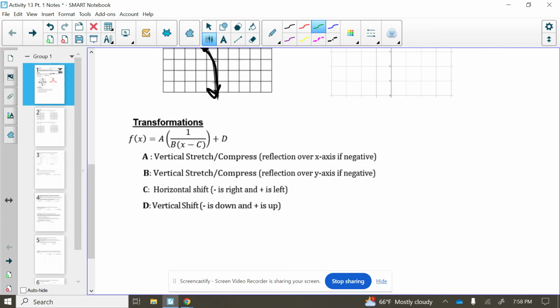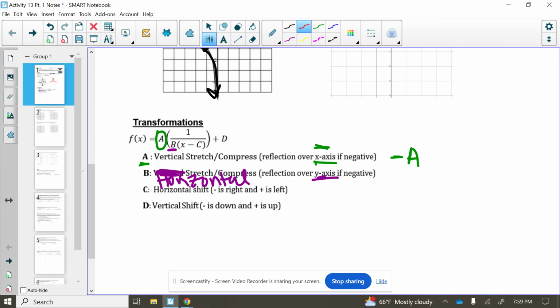Now, as far as the transformations of our functions go, parameter A deals with our vertical stretches or compressions. We also know if we have a negative out front of that, it would be a reflection over the x-axis. So that would look like a negative A value outside the fraction or up top. Our parameter B is then the horizontal, not vertical, horizontal stretch or compression. And we see this as then the reflection over the y-axis if that's negated.